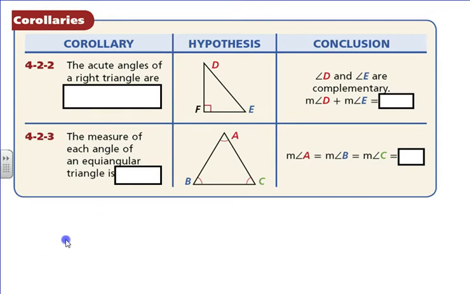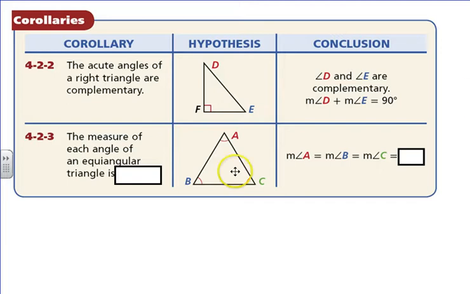The first is the acute angles of a right triangle. The two smaller angles of a right triangle must always sum up to what? 90. And so we would say that they are complementary. So in this example, D and E, those two angles, their sum is 90 degrees. We can also say the measure of each angle of an equiangular triangle, we've already said, is 60 degrees, right? That's because all three angles are the same and their sum is 180, so they're all 60-degree angles.